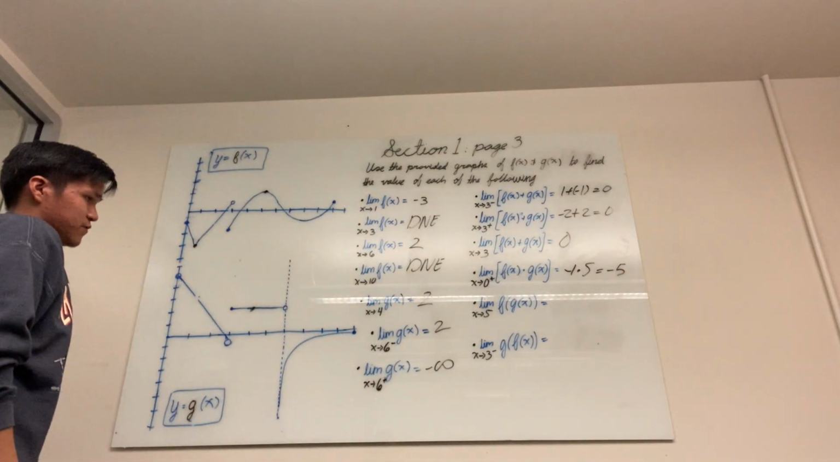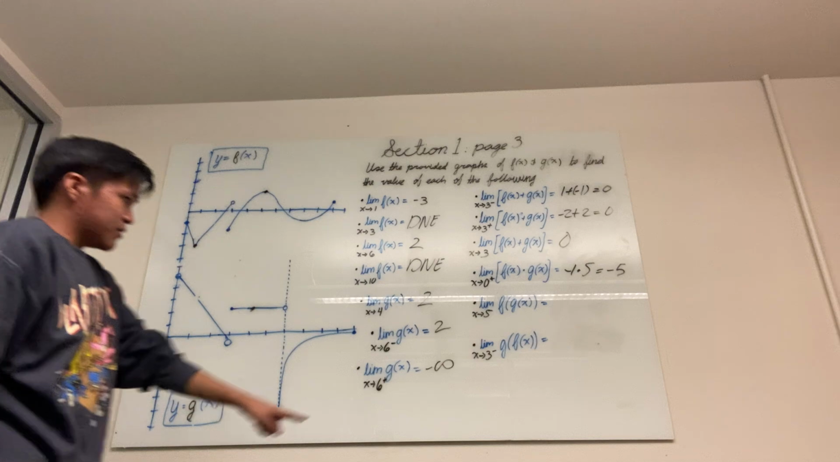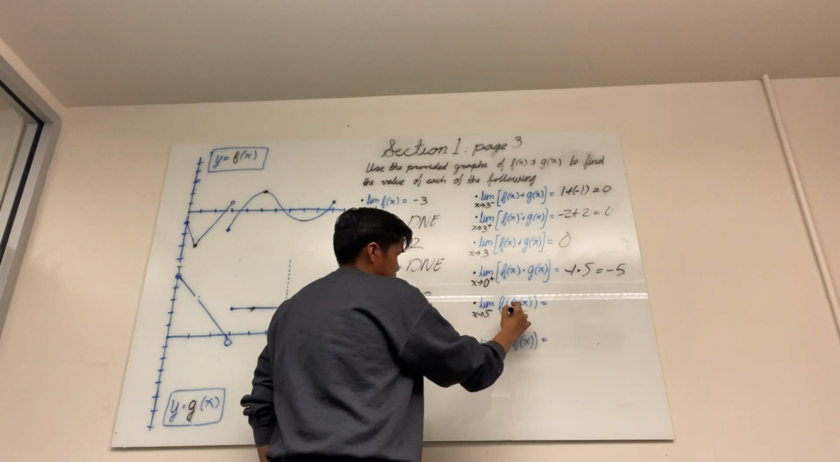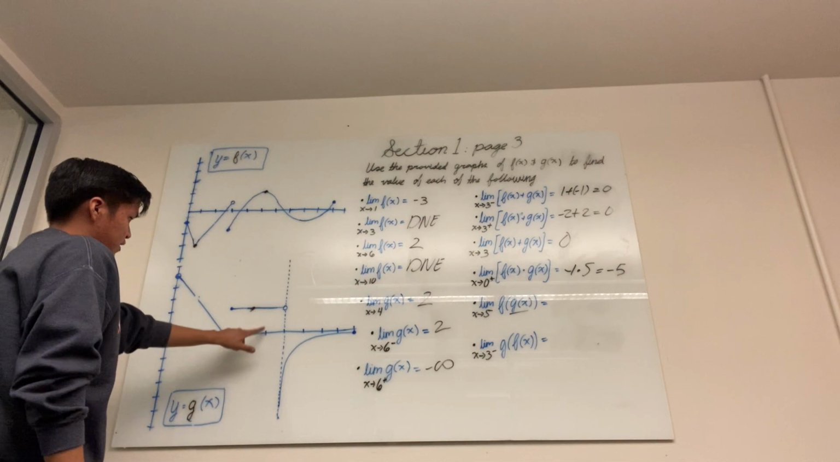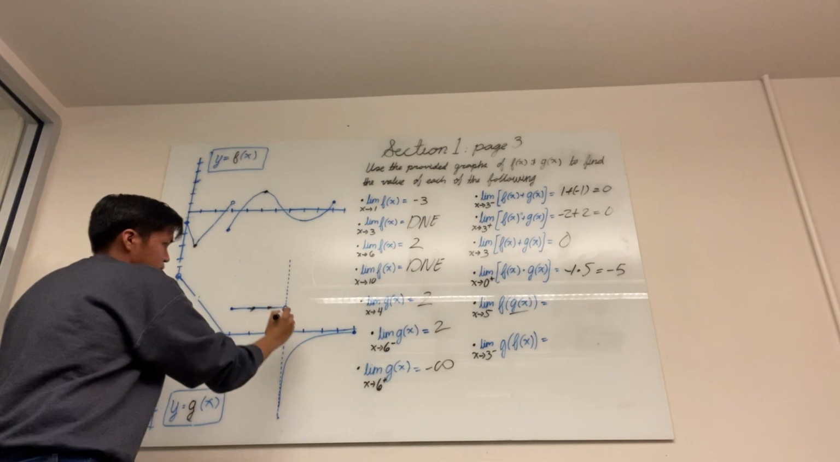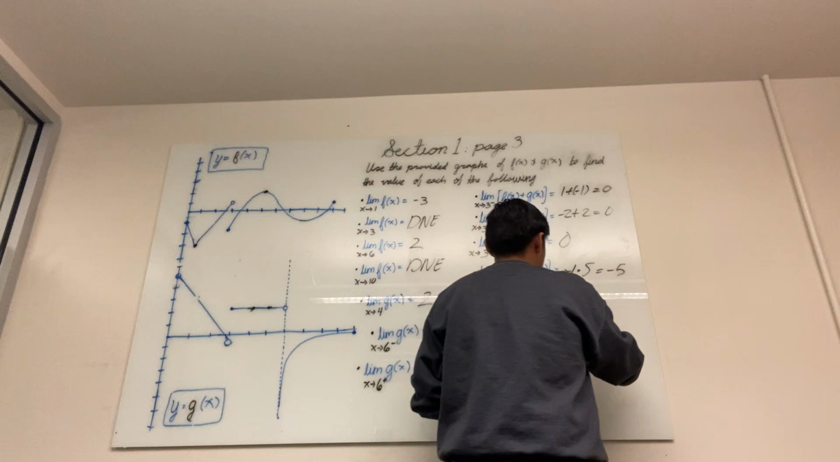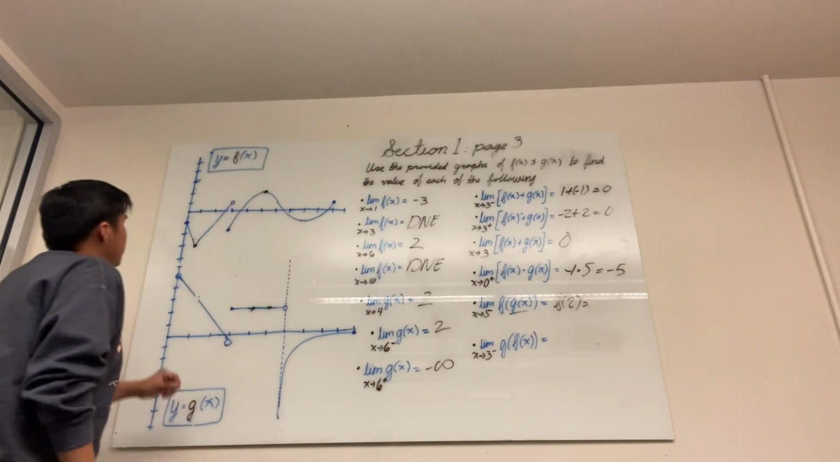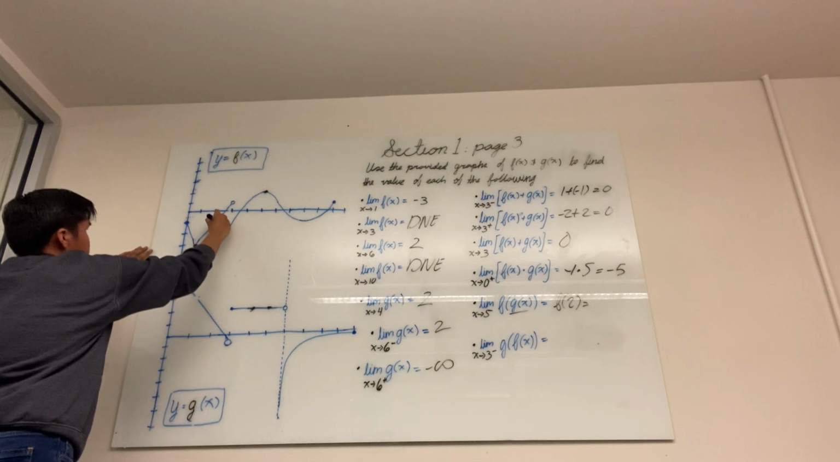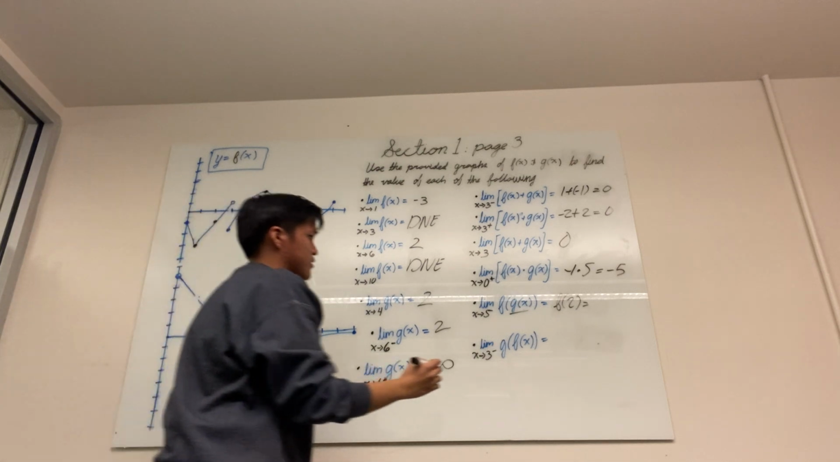Limit of f(g(x)): first thing, look at what's inside. So the limit of g(x) as x approaches 5, we see that at 5, the limit approaches 2. So we can correspond that to f(2). And f(2) is negative 1. So our limit is negative 1.